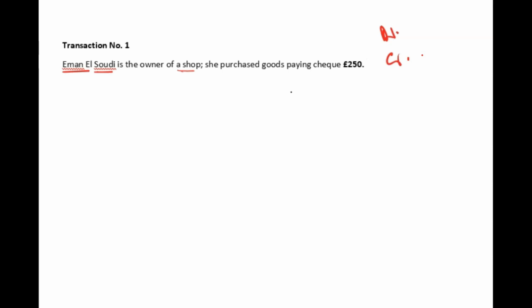If you remember your PEARLS, you can very easily identify. Purchased goods, so purchase account is going to be your debit. Purchase is always debit. And paying by check, your bank money is going down. So bank is a current asset. If it goes down, that is credit. So bank credit.